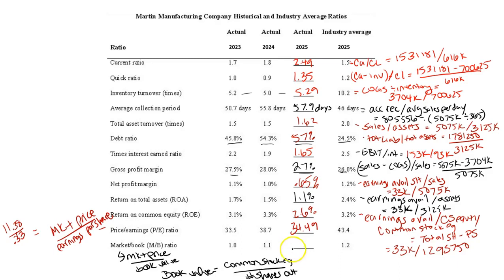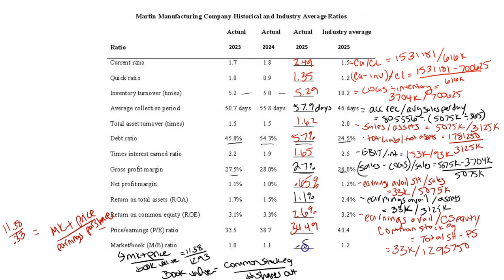So if we have the market price of $11.38, and we divide that by $12.93 to get the market to book, I get 0.88. So that means that this stock is trading below its book value. So investors are not real excited about this company. They don't think it's going to do all that well.